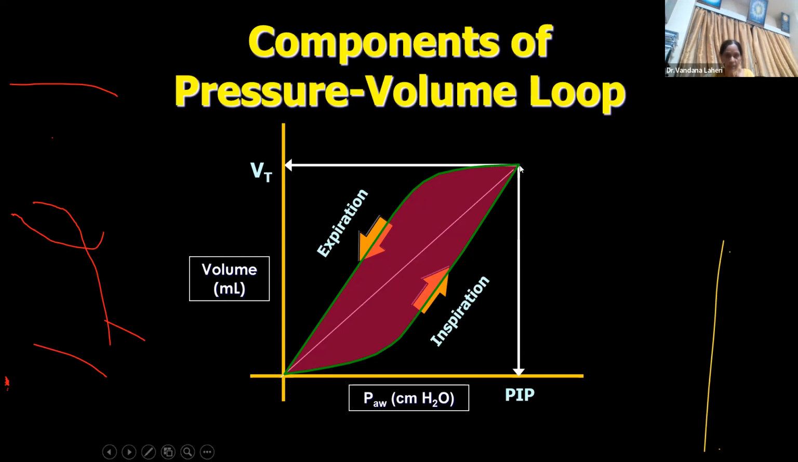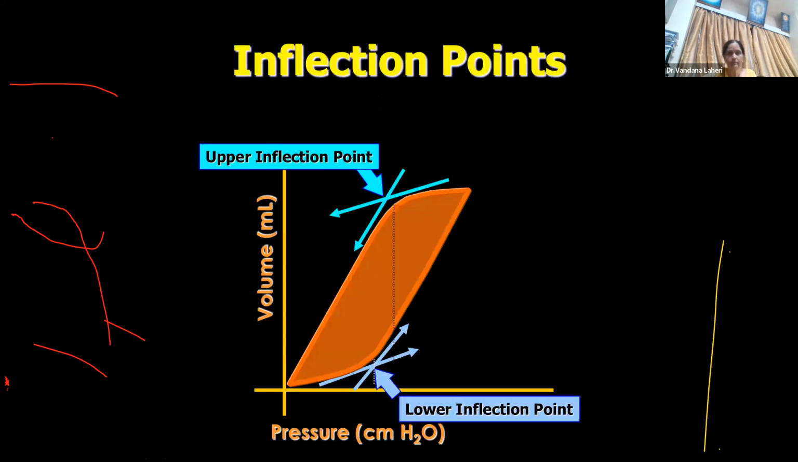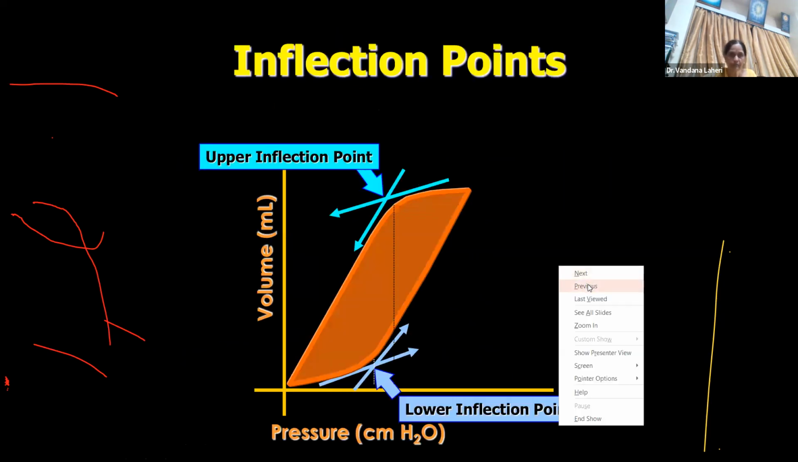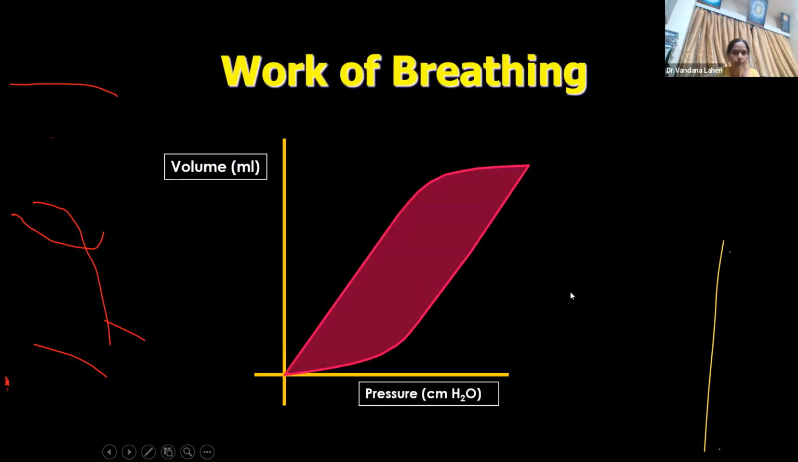This is the peak inspiratory pressure. And this is the tidal volume. This will tell you the tidal volume and this will tell you PIP. Points of change in the slope of a line are called inflection points. They represent sudden changes in alveolar opening and alveolar closing on a static pressure volume curve. Now I'll show you the static pressure volume curve at a little later time. First, let us understand.